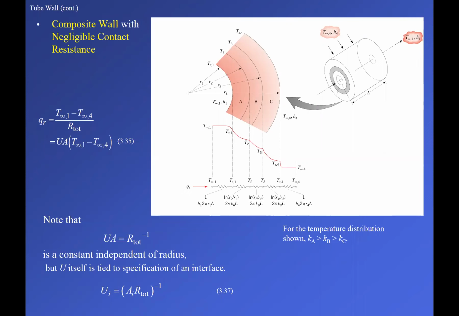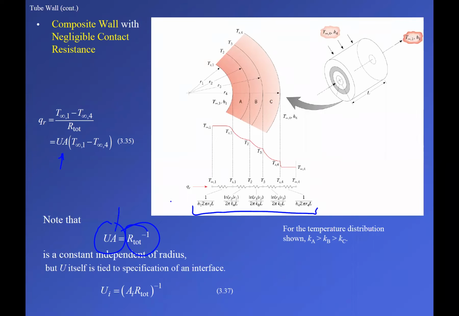The one thing I wanted to say is if we sum up the resistances here, so from this side we're summing up all these resistors, right? We get a total resistance. We can relate this back to an overall heat transfer coefficient. Well, this total resistance is a constant value. So that is constant. That means U times A is a constant, okay, in cylindrical coordinates.